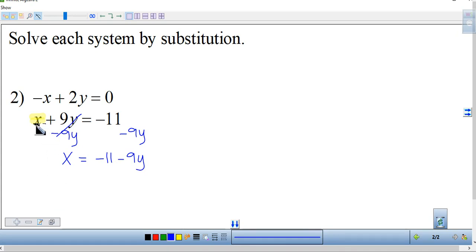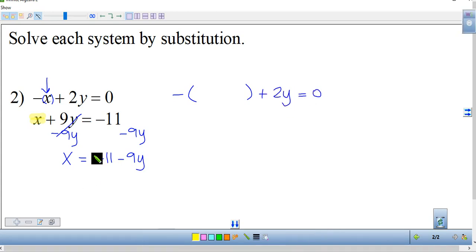So since I solved equation 2 for x, I will take my answer and I'm going to plug it in for x in equation 1. Make sure that you use parentheses around the variable that you're plugging into. So I've got negative parentheses, plus 2y equals 0. So what goes in the parentheses? My answer.